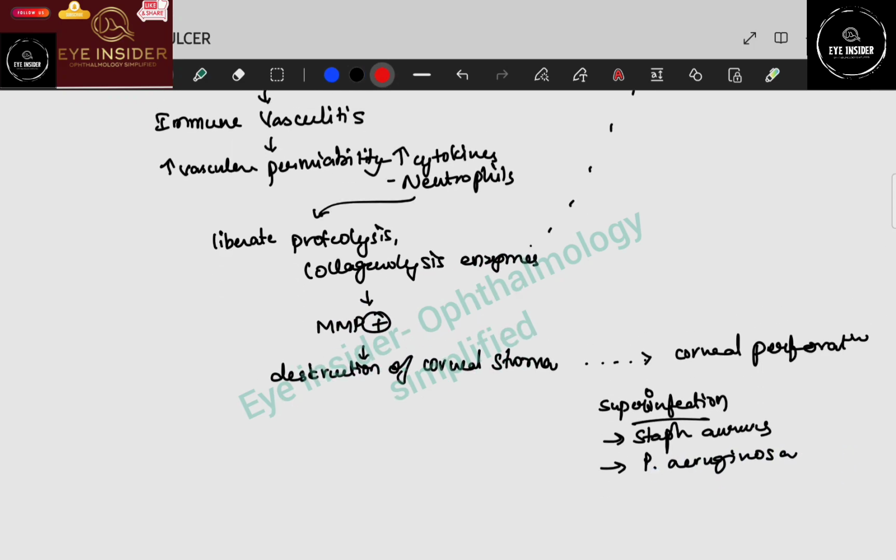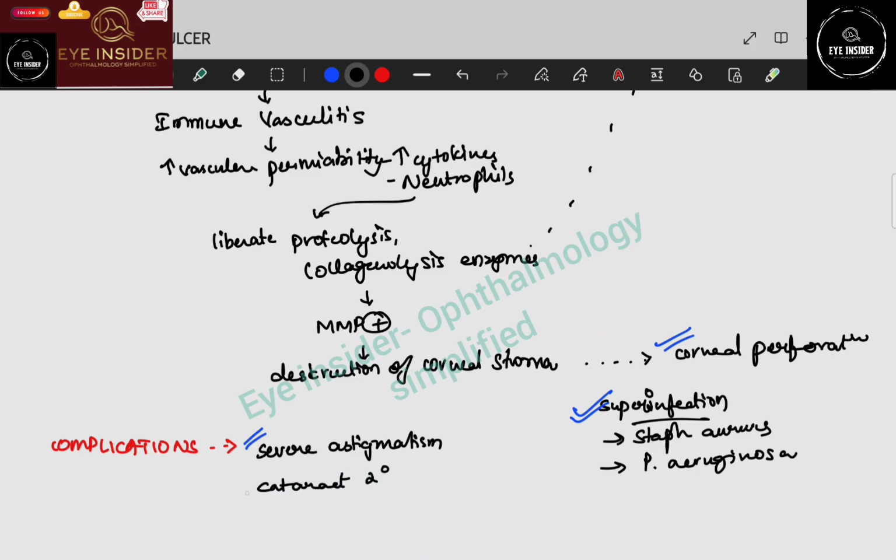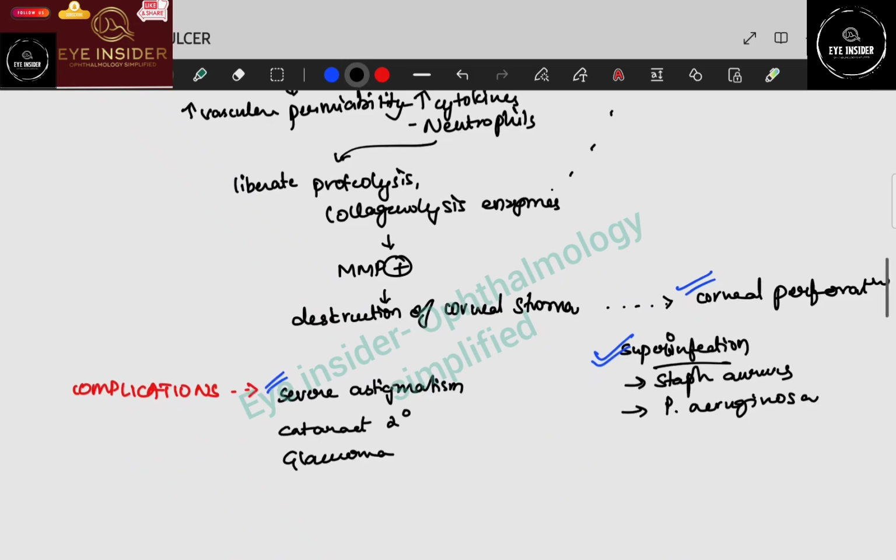Corneal perforation, superinfection, severe astigmatism, secondary cataracts and glaucoma can occur, primarily due to inflammation and also due to the side effects of corticosteroid use, that is, treatment related side effects.